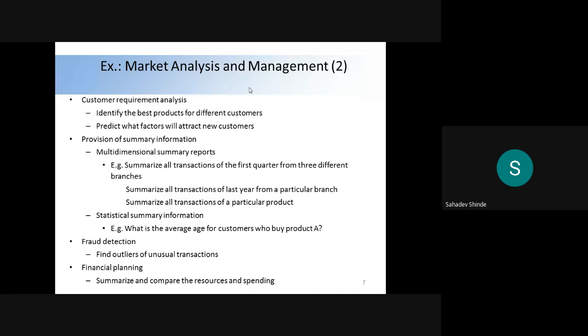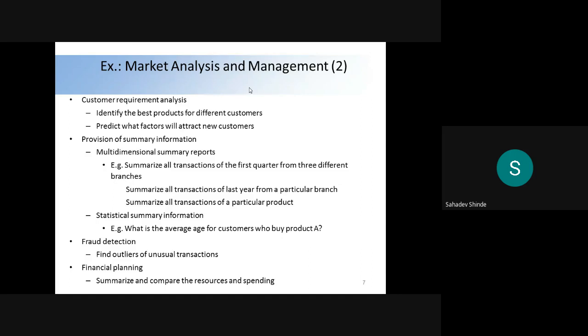So why do we need to collect the multidimensional summary reports? By observing the reports, we can do the analysis, for example, which product is mostly bought at a particular outlet.